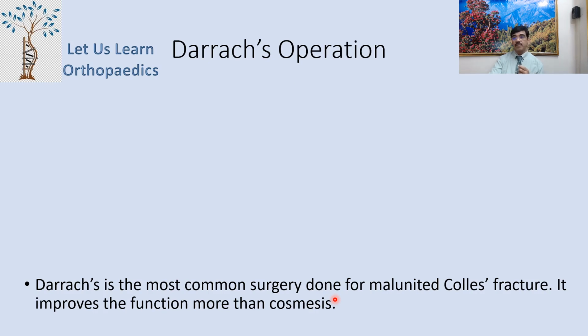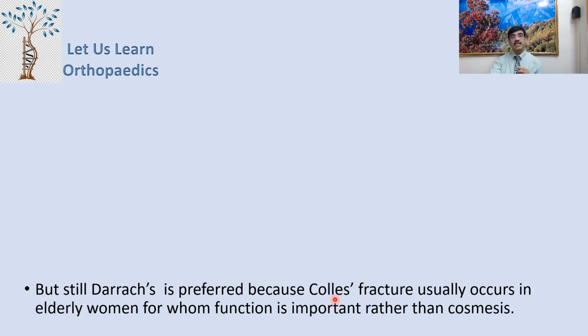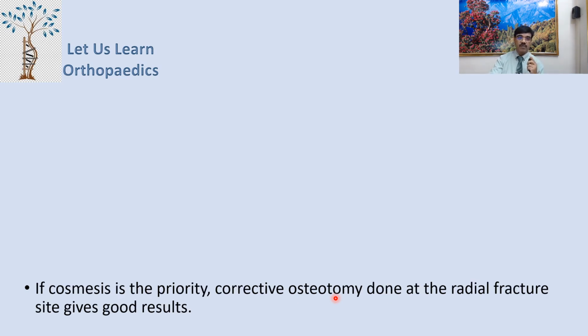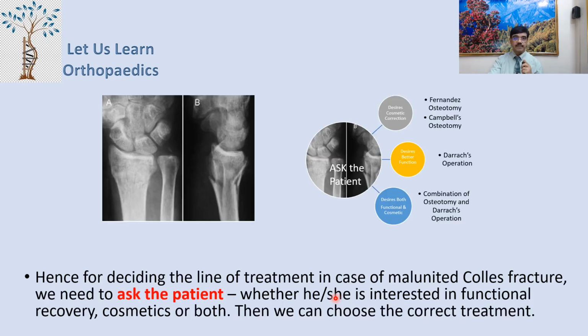Now, Dirac operation is the most common surgery done in the malunited Colles fractures. It improves the function more than the cosmesis. Still, the Dirac is preferred because the Colles fracture usually occurs in elderly women for whom function is more important than the cosmesis. However, if the cosmesis is the priority, the corrective osteotomy has to be done at the radial fracture site, which will give the good results.